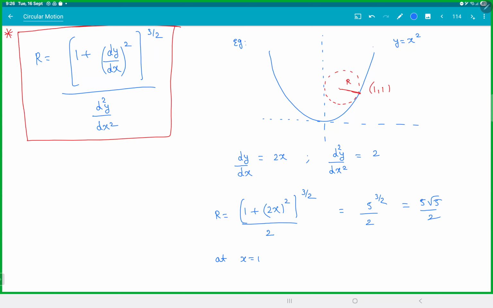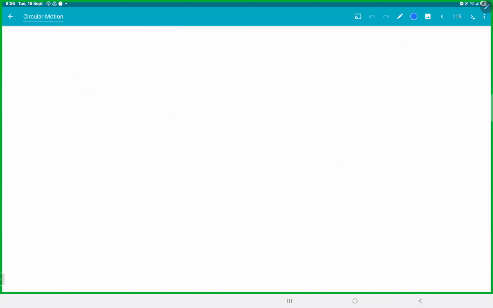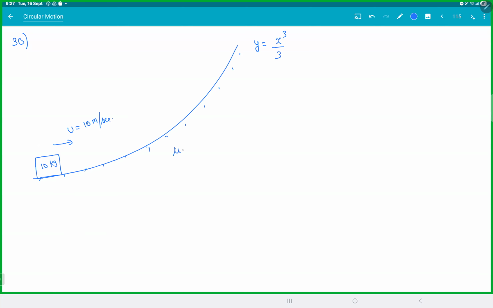Let's see our question. Remember this again, we're going to do this in work, power, energy. So we got a path here, which is y is equal to x cubed by 3. There is a block here of 10 kg, going with a constant speed of 10 meters per second. Friction mu is equal to half.